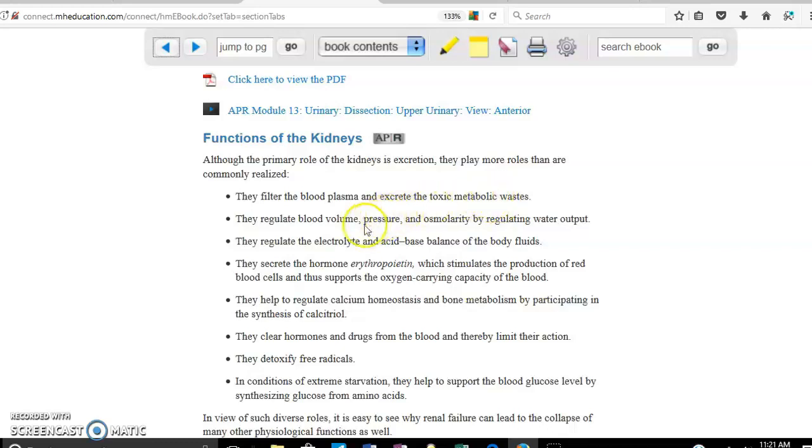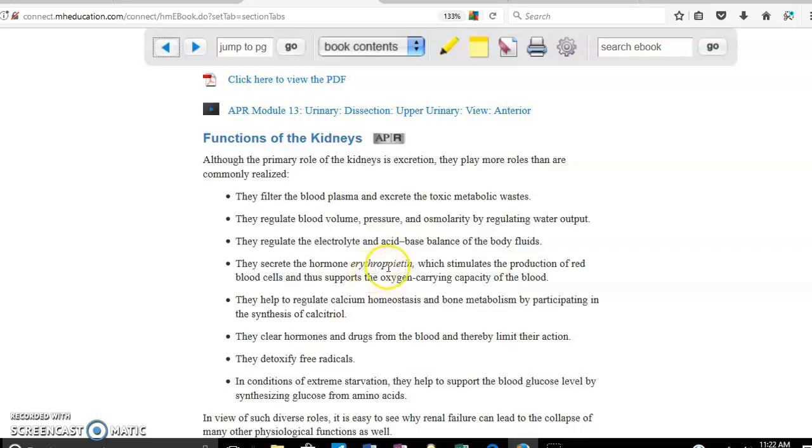Okay, another function is to regulate blood volume by regulating the water output, meaning regulating the amount of urine that you're going to urinate. More urine you have, less water. Same thing with electrolytes. If you are able to eliminate electrolytes, you're able to control the acid-base balance because you're going to have less hydrogen.